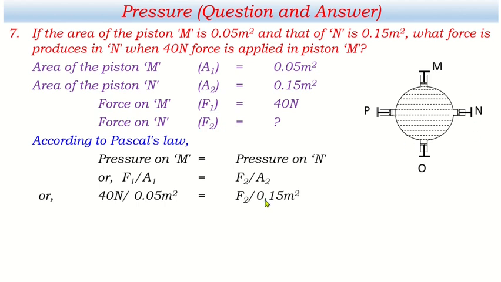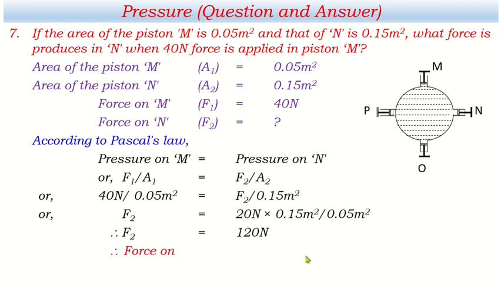Now I want to take this 0.15 to the left hand side, and then F2 becomes alone, and F2 is equal to 40 Newton into 0.15 meter square divided by 0.05 meter square, and the result is 120 Newton, because meter square cancels, and multiplication and division give the result. The force produced on the piston N is equal to 120 Newton. That's why we can write one sentence for this: therefore force on N is 120 Newton.